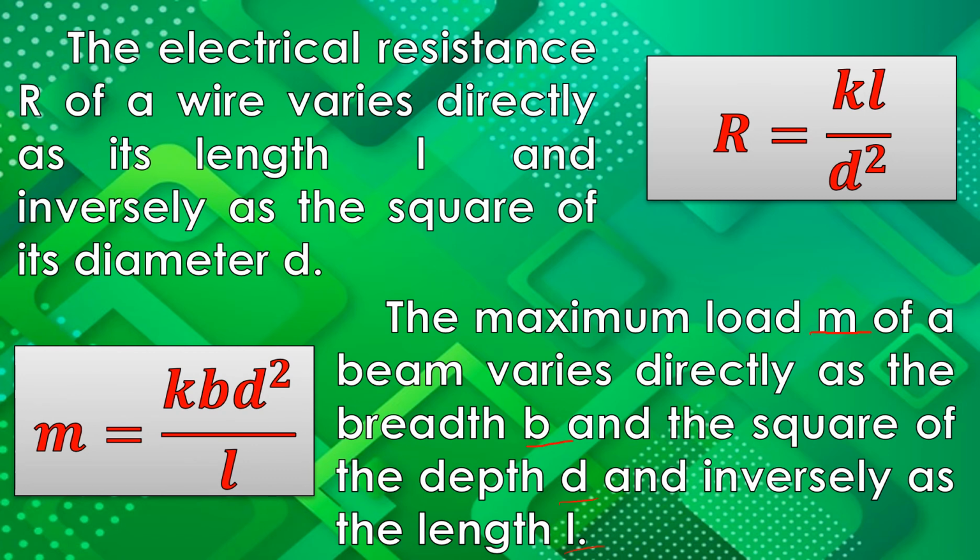Ito yung sinasabi ko kanina na pwede rin nating isama dito yung joint. Kasi varies directly as the breadth B and, ibig sabihin, pasok na siya sa jointly, sa joint variation. And the square of the depth D. And inversely as the length L. Square, ibig sabihin, kaya meron siyang 2 doon.